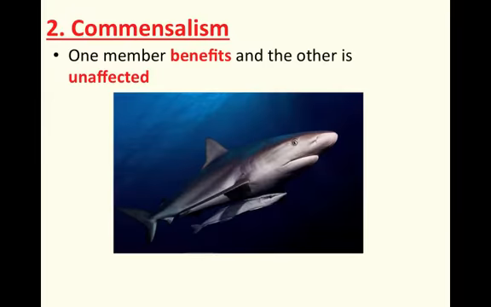So symbiotic relationship number 2 is called commensalism, which actually means eating at the same table. So this is where one member benefits and the other member is unaffected. So the example shown here is the remora and the shark. So when the shark feeds, that remora picks up the scraps, and that remora benefits because it gets the food, while that shark is completely unaffected by the relationship.